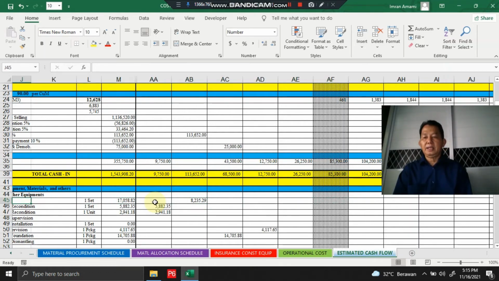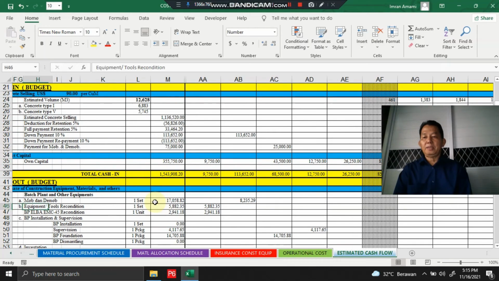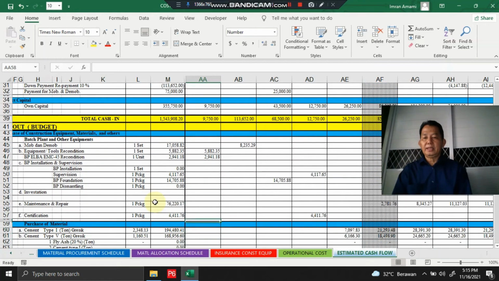And then recondition for batching plant, equipment and other tools. We arrange this 5 months earlier, before the first month of concrete supply. Okay, and then this is batching plant installation and supervision.